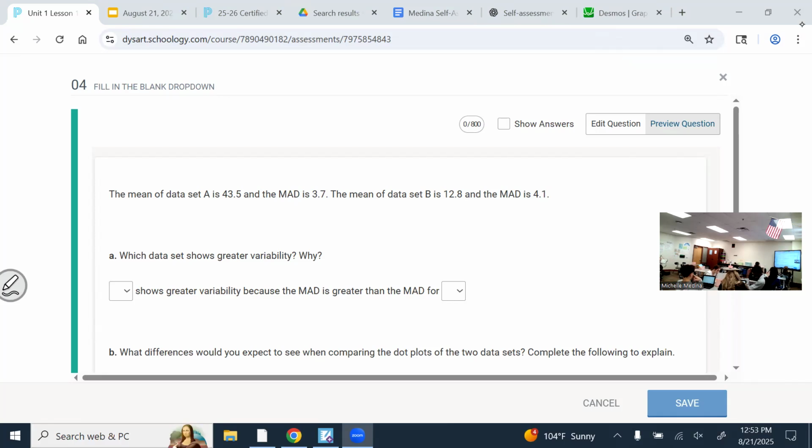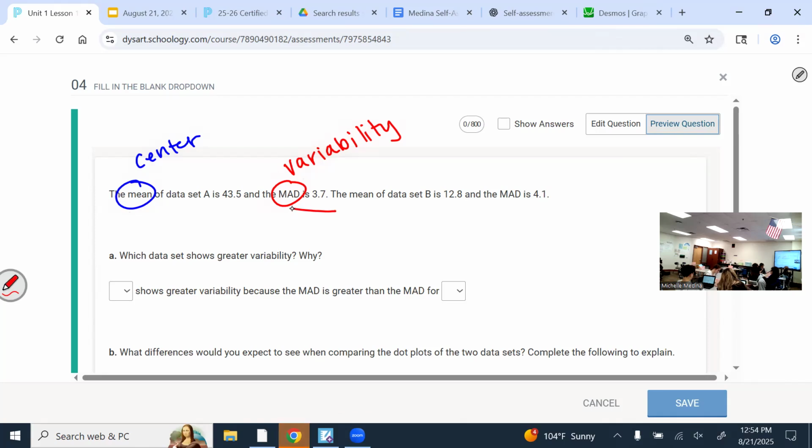So they just gave you mean, which is a measure of what? Center. Mean is a measure of center. And they also gave you MAD, which is a measure of what? Variability. Sorry, I have to stand back here because then I can't see my mouse. But when it says which data set shows greater variability, you should be comparing the MADs, which is greater for data set A or B. Okay, so that's going to be this one.